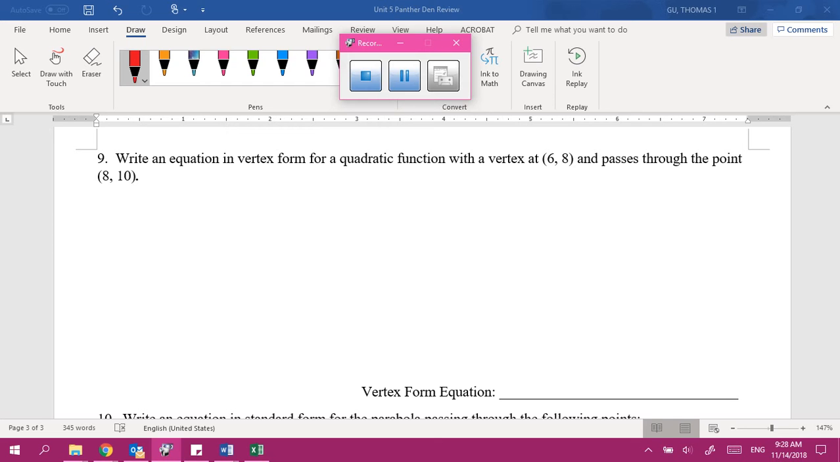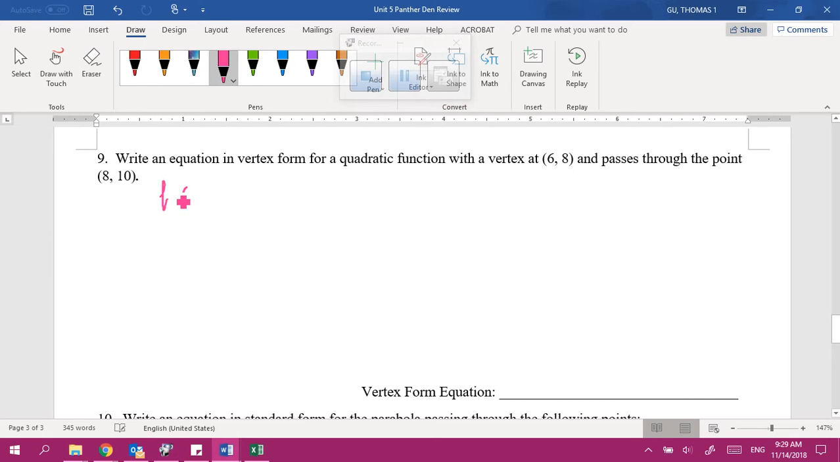Number 9, we have to write an equation in vertex form. Let's just go ahead and write the vertex form equation. f of x equals a times x minus h squared plus k. All right, but notice they gave us the vertex, right? They told us the vertex is at 6, 8, right? So we already know h, we already know k.